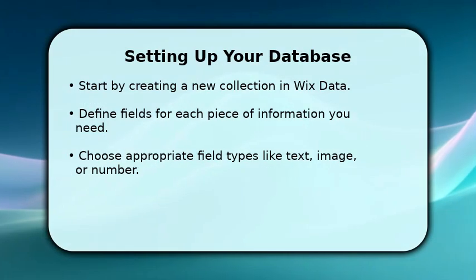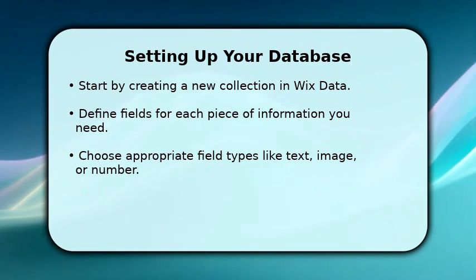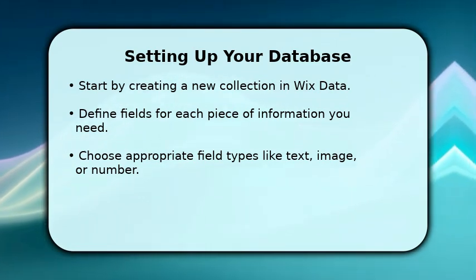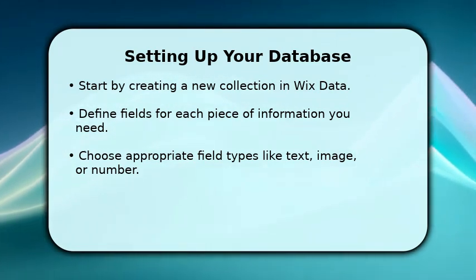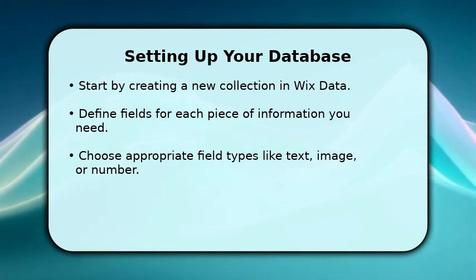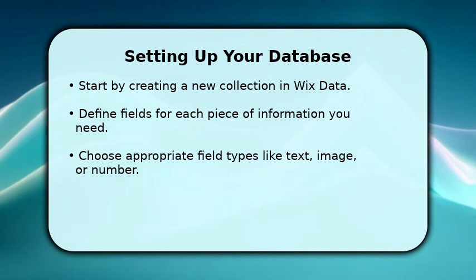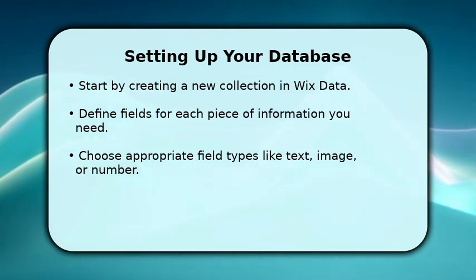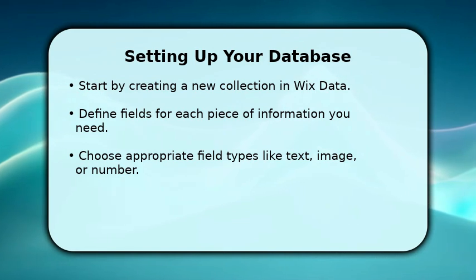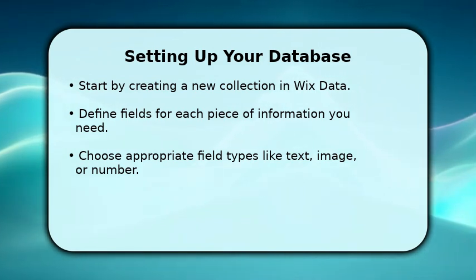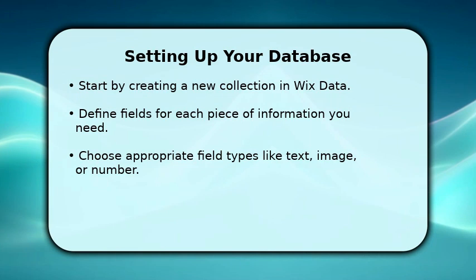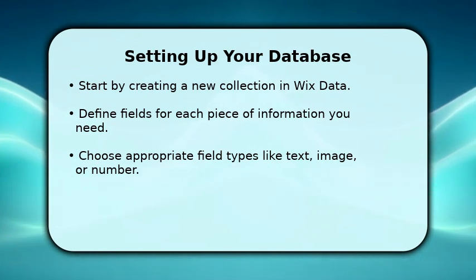To begin, navigate to the Content Manager in your Wix editor and create a new database collection. Think of this as a spreadsheet where each row is an item and each column is a field. Carefully define your fields such as product name, description, or image, selecting the correct type for each. For instance, an image field will store image files. Once your structure is ready, populate it with your content.